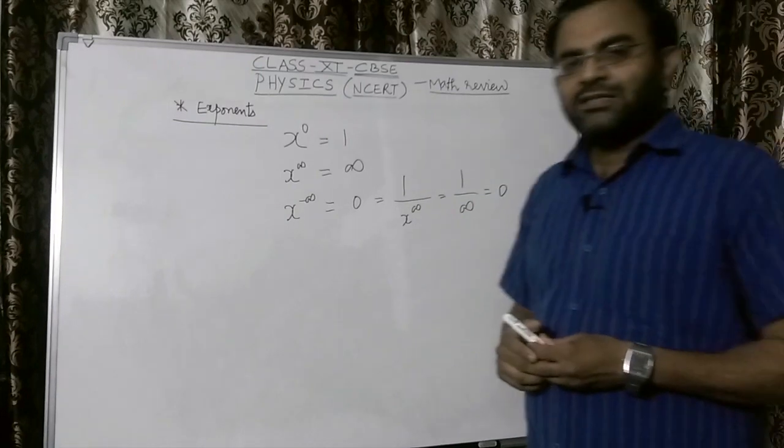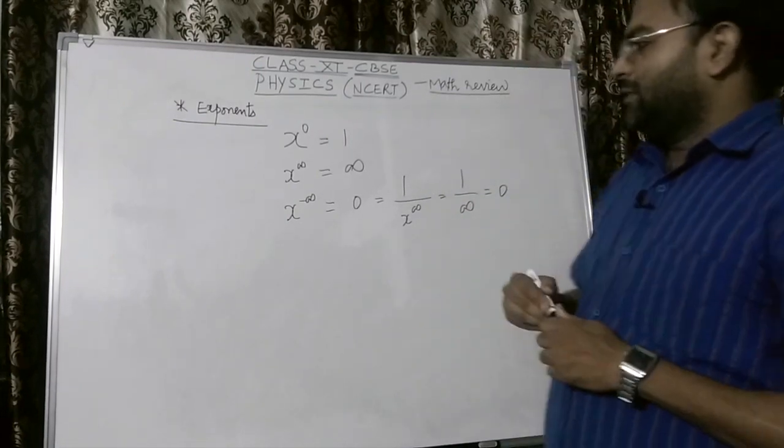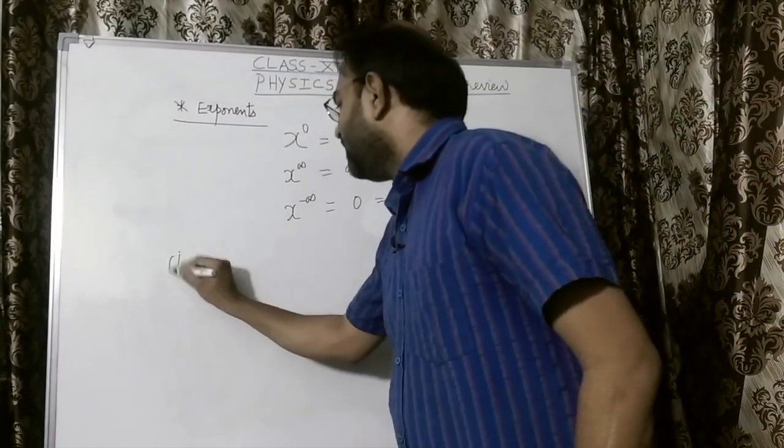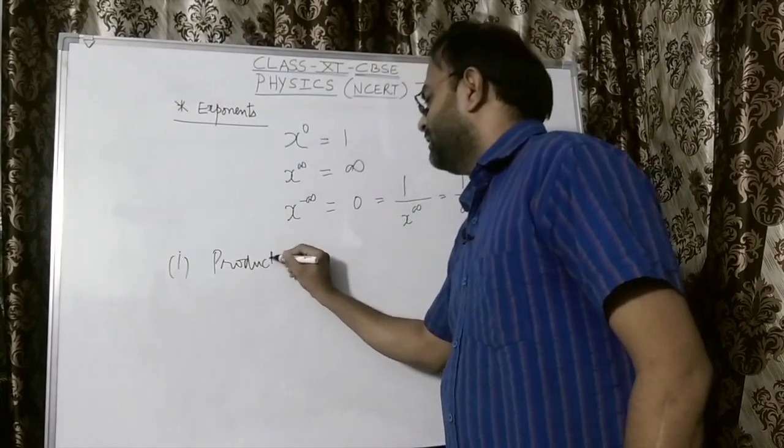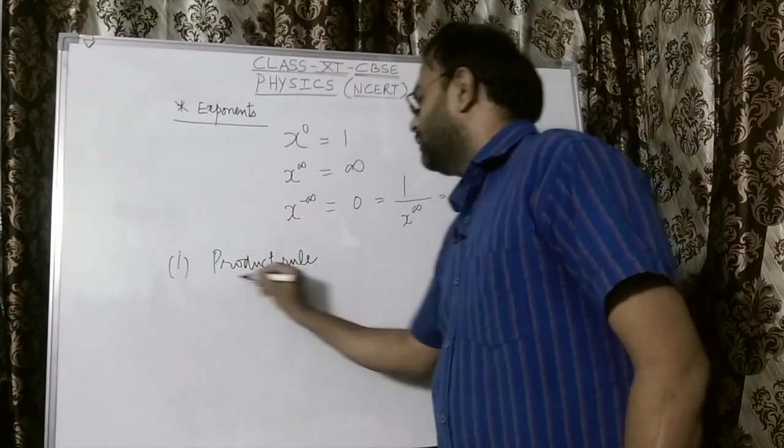Now additionally, there are some specific rules that we will cover now. First, what is called the product rule of exponents. What is this product rule?